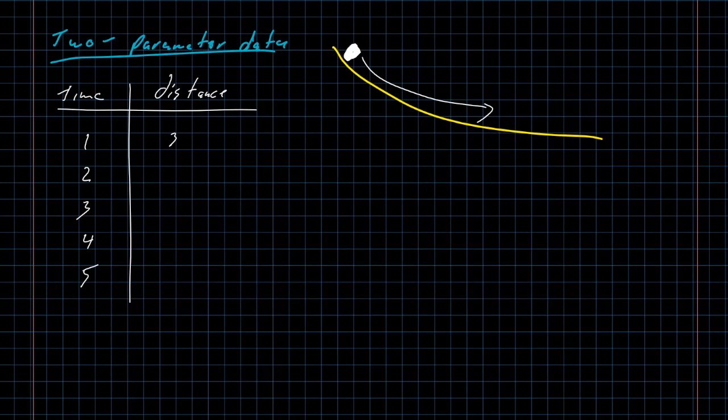Maybe it went 3 centimeters, and then 6 centimeters, and then 10, and 15, and 21. Then I'm going to do this with another marble, starting at a slightly different place on the hill. So I'm going to get more data, which is going to be the same times 1, 2, 3, 4, and 5. Only with this second marble, I went 2 and 5, about 9, 14, and 20. Now I want to compare these two sets of data.